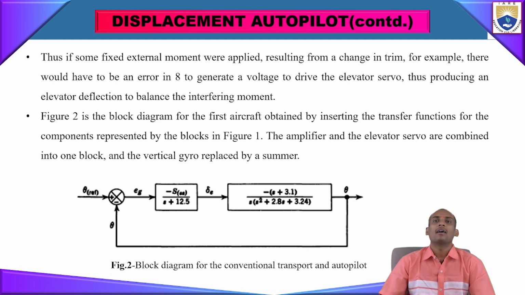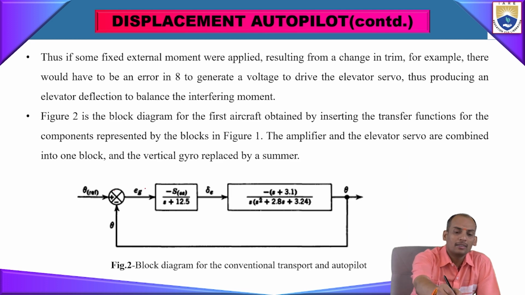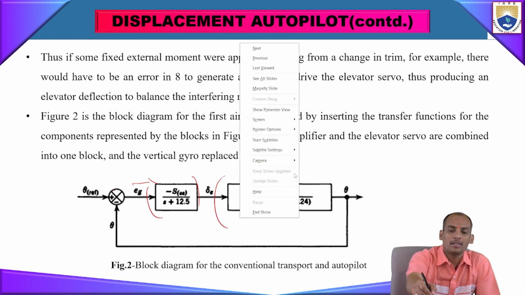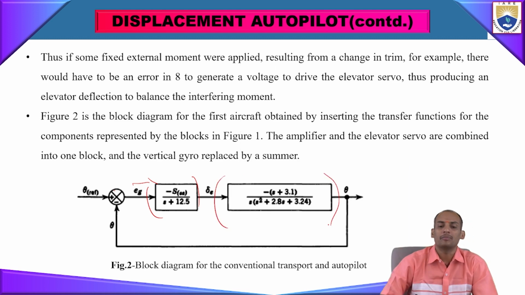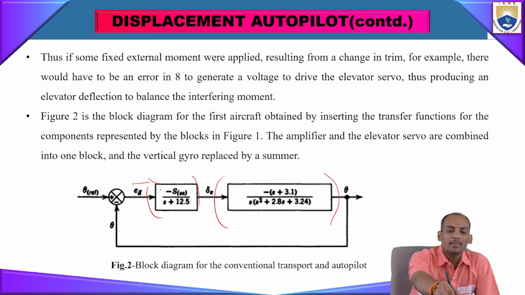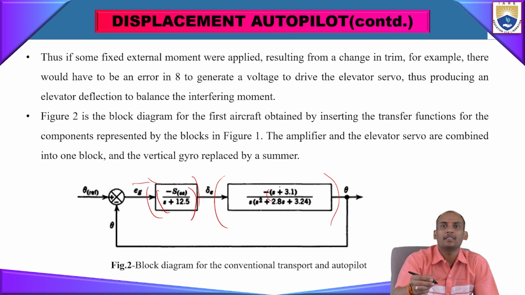So here you see another block diagram for a transport aircraft. Here also the same thing, that the voltage will be applied to the amplifier, and from there that signal will be given to another block. Here you see the short period approximation having a function in terms of the Laplace operator s: (s + 3.1) divided by s(s² + 2.8s + 3.24). This is in a Laplace transform operation, so here the Laplace operator roots will be the value.